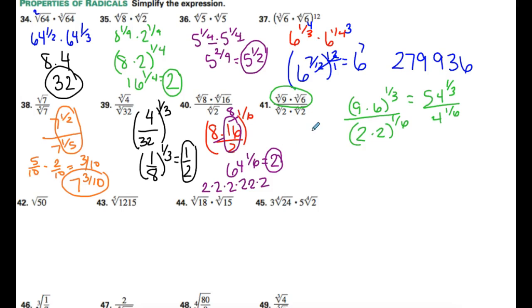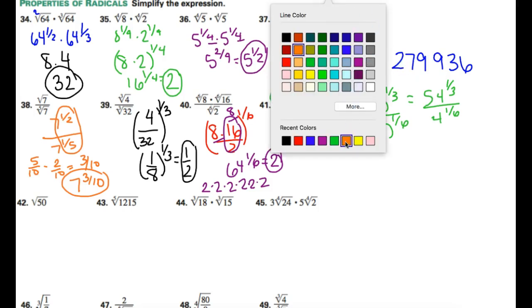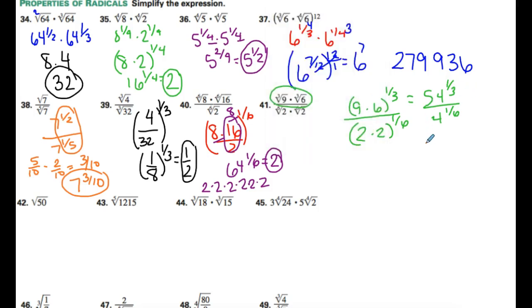And when I try to reduce that, I either have to have same bases or same exponents. Honestly, I have neither of them. So let's see what we can come up with. 54 to the 1/3. Well, 54 being 9 and 6 breaks down into 3 times 3, and then 6 would be 3 times 2. So it would be 3 times the cube root of 2.